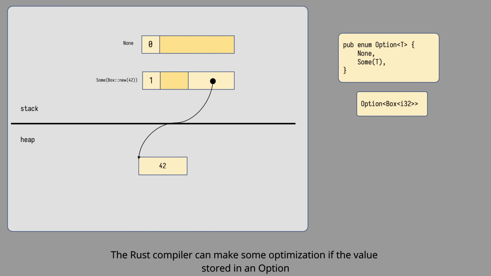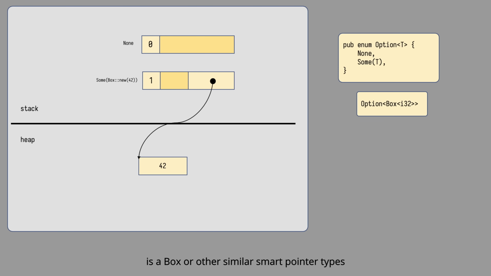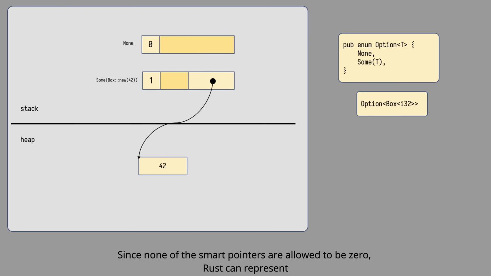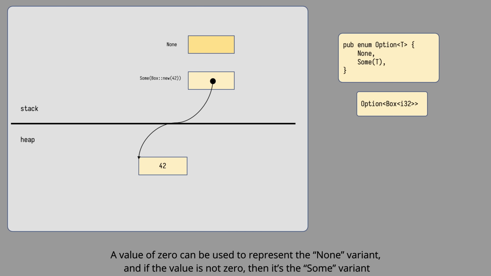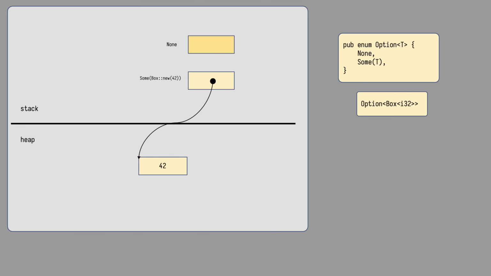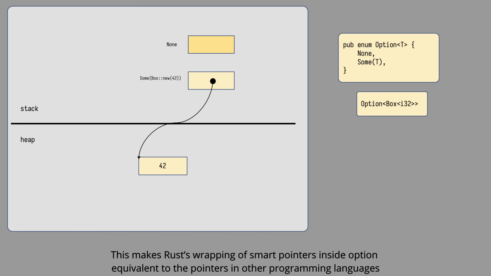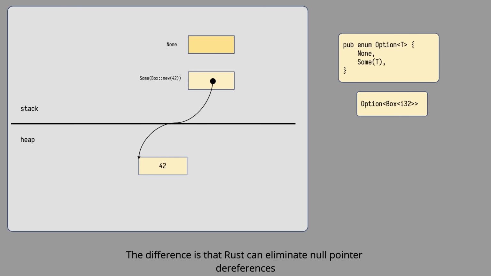The Rust compiler can make some optimization if the value stored in an option is a box or other similar smart pointer types. Since none of the smart pointers are allowed to be 0, Rust can represent an option of box of i32 using a single machine word. It doesn't need the integer tag. A value of 0 can be used to represent the none variant, and if the value is not 0, then it's the some variant. This makes Rust's wrapping of smart pointers inside the option equivalent to the pointers in other programming languages. The difference is that Rust can eliminate null pointer dereferences.